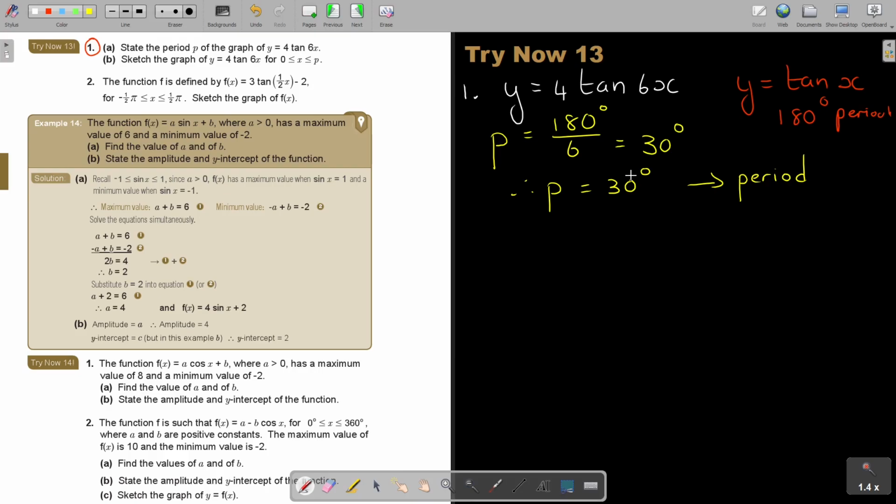Before we do, because it's tan, we know there are asymptotes. So how do we get the asymptote? That was part A, now part B. The asymptote of a normal y equals tan x graph, let me just write, is at 90 degrees.